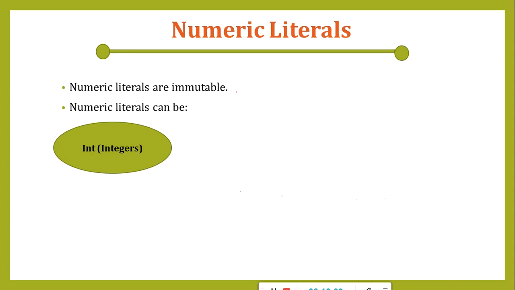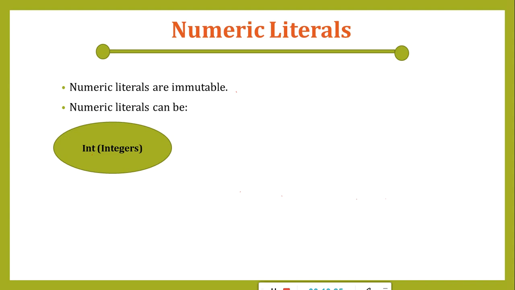The numeric literals are immutable. This is very important. Immutable means we cannot change those numbers once assigned. So they are an immutable type, meaning you cannot change them. Now, what are the different numeric literals?